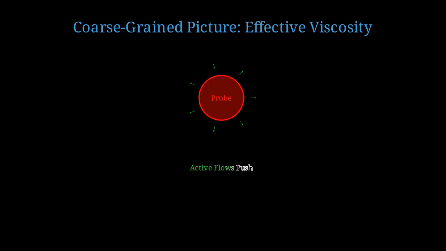Let's develop a coarse-grained picture. Imagine you're a probe particle embedded in this active suspension. The probe particle experiences not only the viscous drag from the solvent, but also random forces and flows from the active swimmers passing nearby.